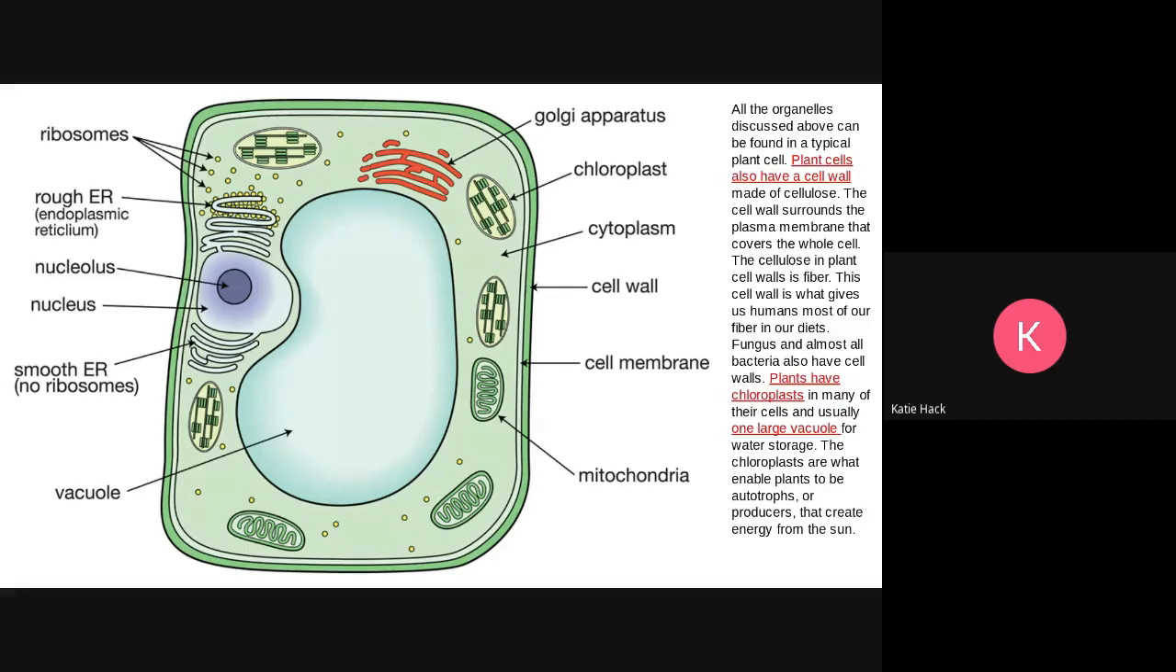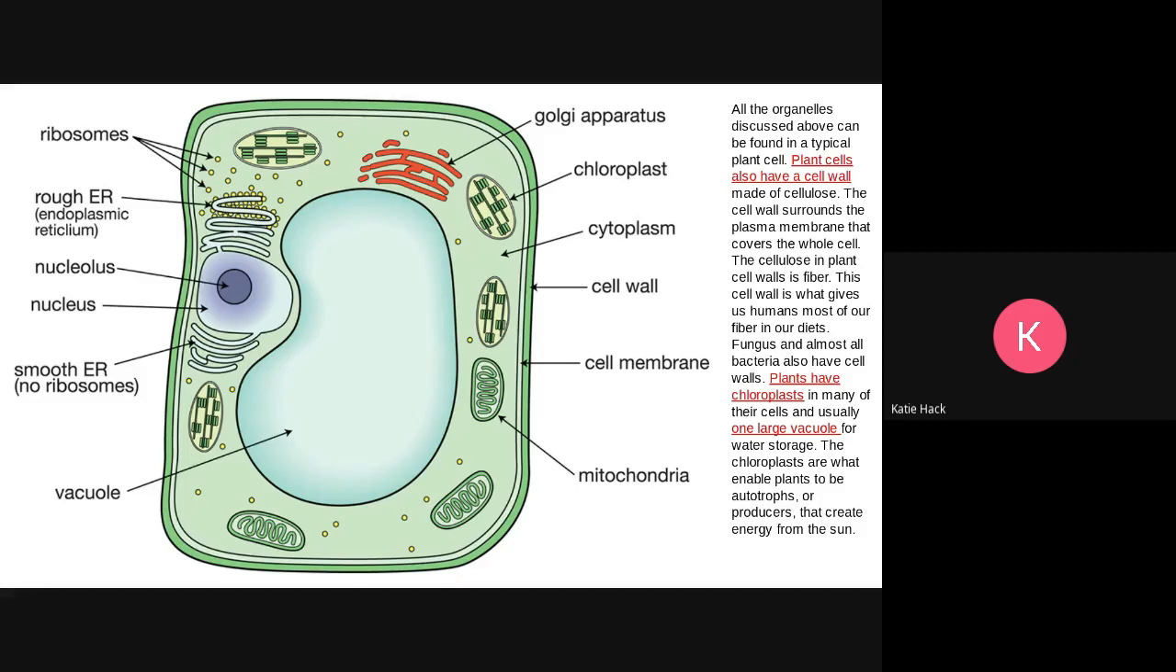So the things that are unique to plants, identify which of the following statements are true about plant and animal cells. Plant cells have a cell wall. Plants have chloroplasts. One large vacuole. None of those others are true.